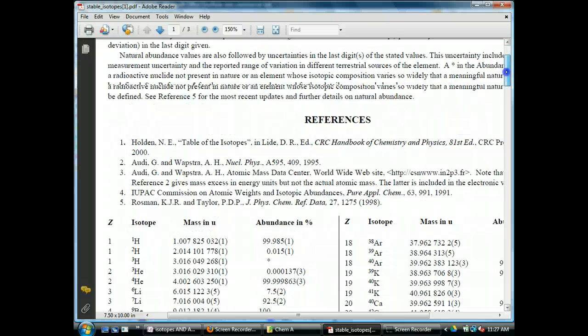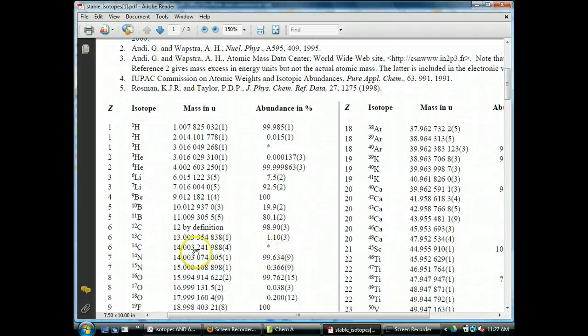So if we look at carbon again, we see that carbon-14, which is radioactive, has a little star by it. And carbon-13 is about 1.1% of all the carbon. And you can see there's abundances for all these. One of the things you notice, first of all, is there's a lot fewer sig figs for the abundances. A lot more uncertainty.